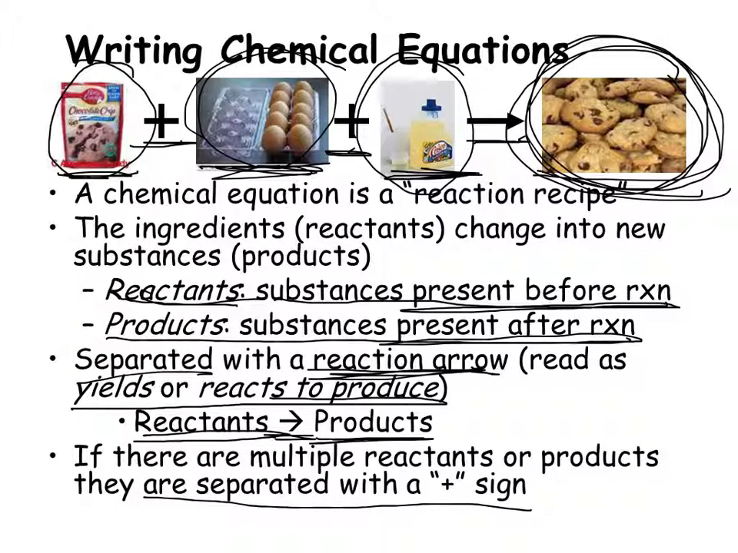There's nothing more complicated than that, although when we write a proper chemical equation, we have to make sure we have the right recipe with it. So we need to do what we call balancing an equation. And we'll get to that in a second. But first, let's get an example of a chemical equation and products and reactants.